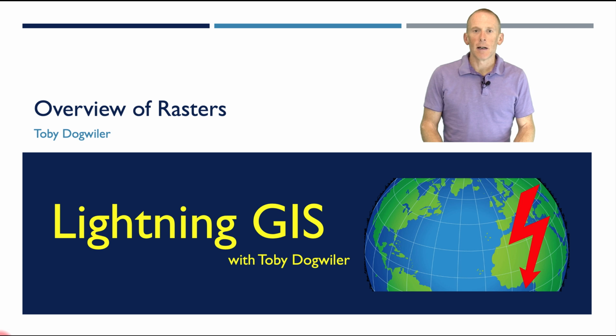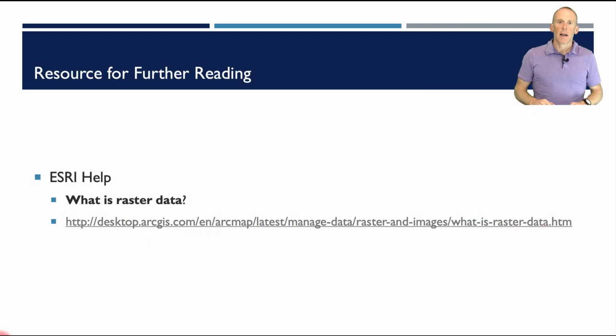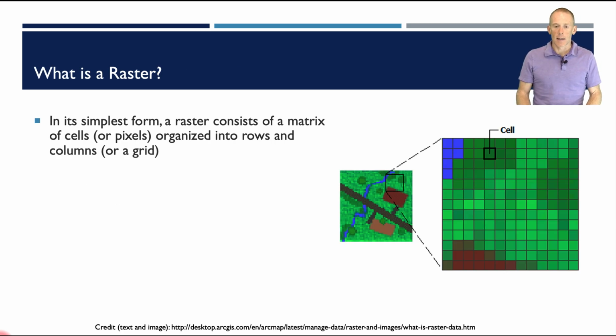This is Toby Dogweiler. We're going to talk about one of the most important topics in GIS today, and that is rasters. So this is an overview of rasters, what they are, how they work, sort of the basics. First, here's some resource from the ESRI website that you can go to for further reading about rasters. I've borrowed a lot of information from that particular web page for the discussion that we're going to have today on rasters. So let's get started.